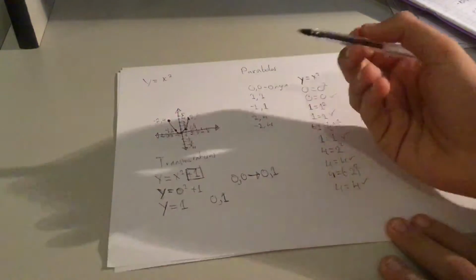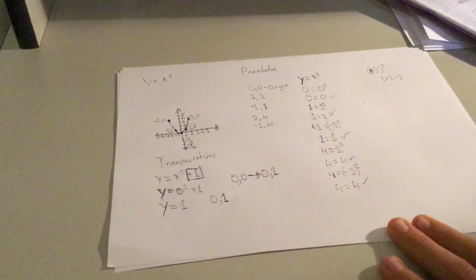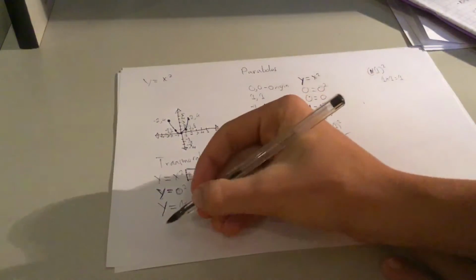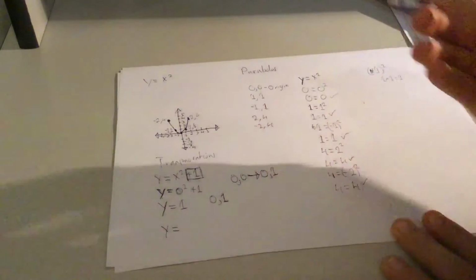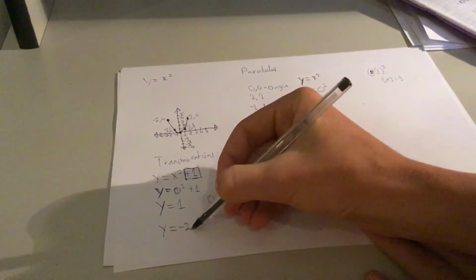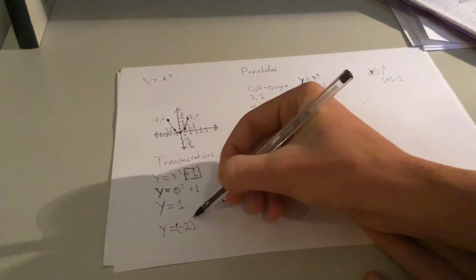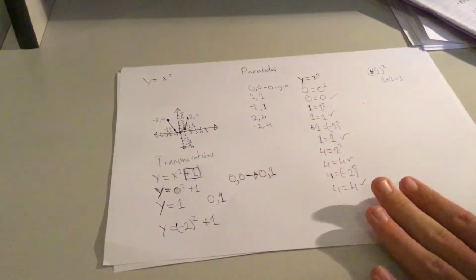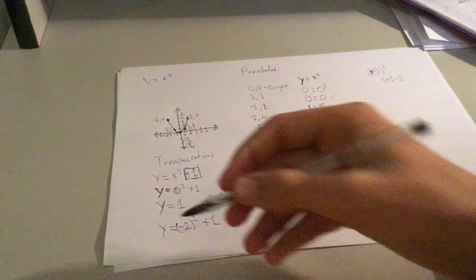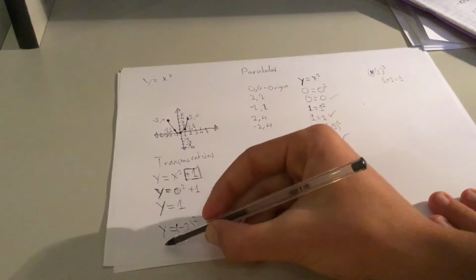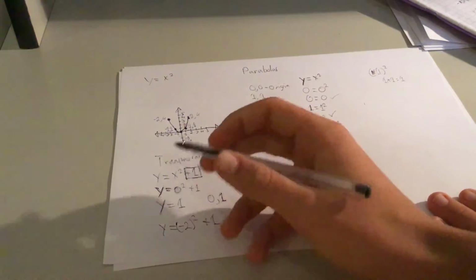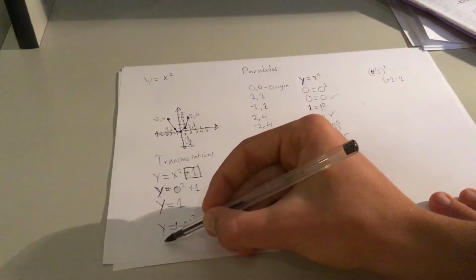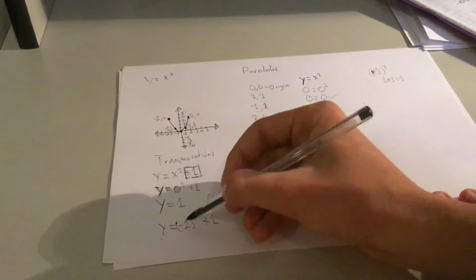So we can do another coordinate with this transformation. Let's try the x point -2. So that would leave us with y equals -2, remember the brackets, squared plus 1. You could try this on your own, but you can pause the video whenever you like. So that would leave us with -2 squared.